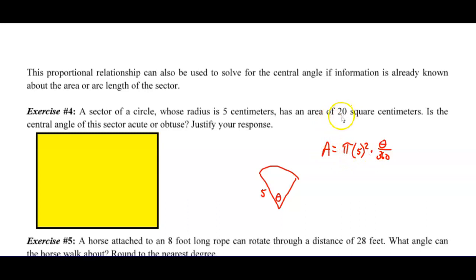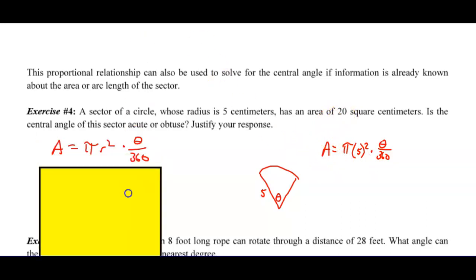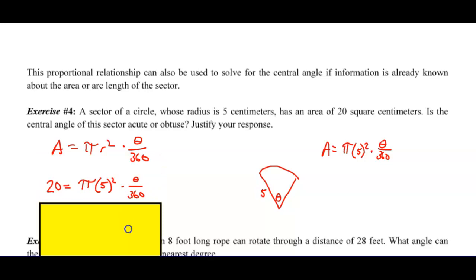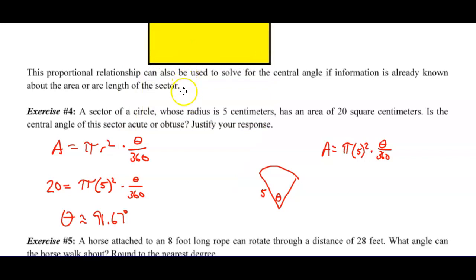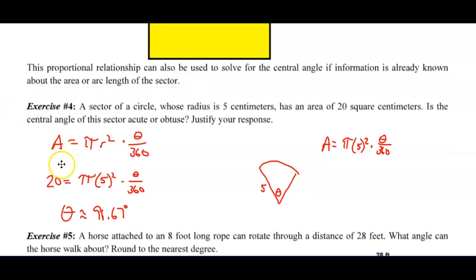All I want to do now is put 20 in for the area, and then I can solve from there. If I put a 20 in on the left side, I can multiply pi times 5 squared, divide by 360, and divide that over to the 20. Or I can multiply by 360 and divide by the pi times 5 squared. Either way, theta comes out to be about 91.67 degrees. So is that acute or obtuse? Well, it's going to be obtuse because it's a little bit more than 90.